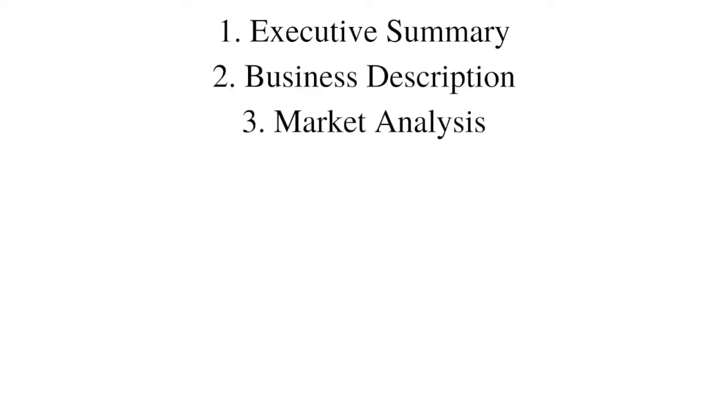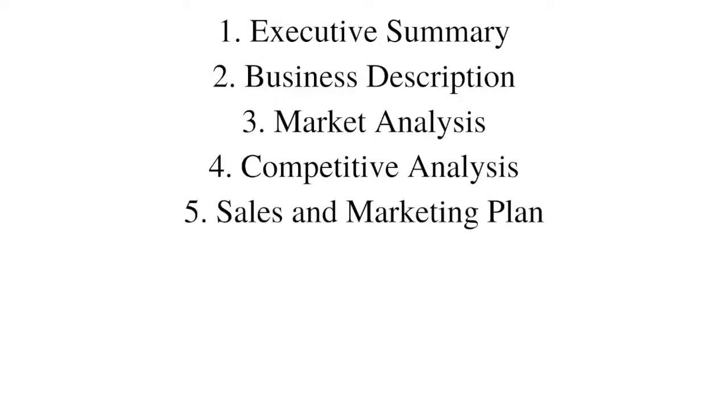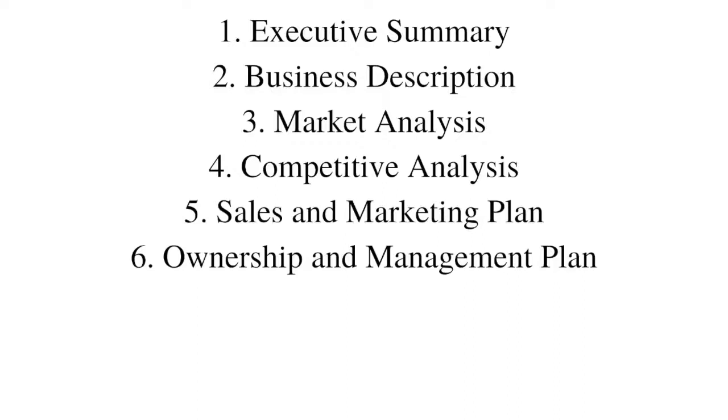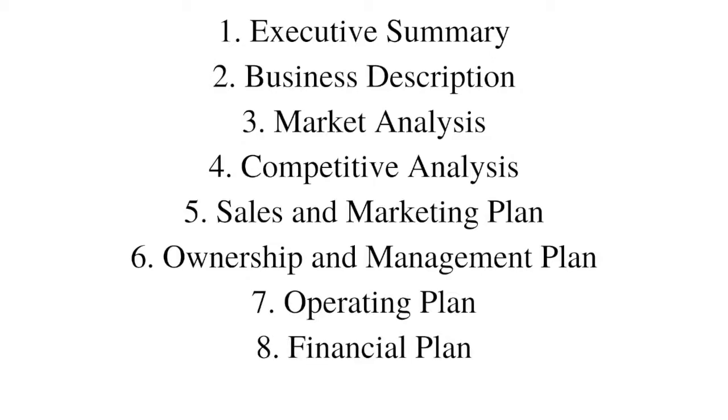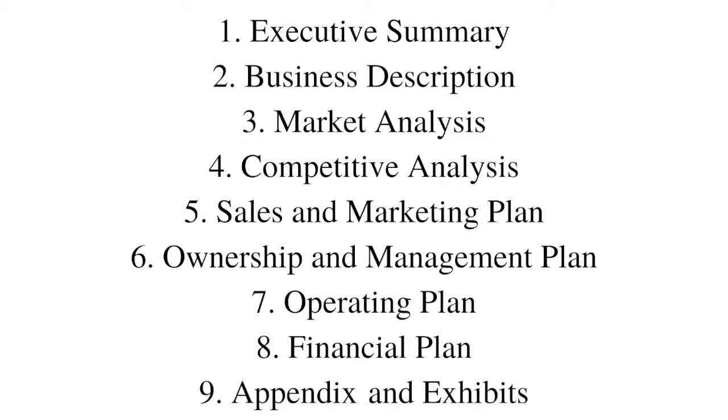So the top 9 things you need to include is 1, your executive summary, 2, your business description, 3, your market analysis, 4, your competitive analysis, 5, your sales and marketing plan, 6, your ownership and management plan, 7, your operational plan, 8, your financial plan, and 9 is your appendix and exhibits. So we're going to cover all of these sections in the video, and I'm going to give a brief description of each so that way this will get you on the right track to creating your business plan.